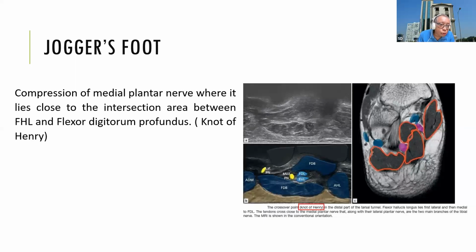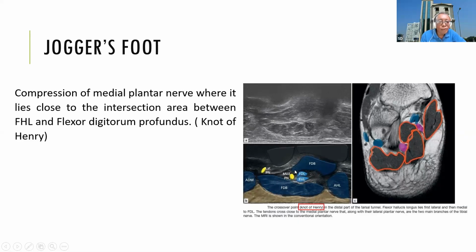I'm sure in the coming class we'll demonstrate how to examine this intersection in the foot between the flexor digitorum longus and flexor hallucis longus. Here in the picture, between the plane of flexor digitorum brevis, there are the tendons flexor digitorum longus and flexor hallucis longus. In this area, the flexor digitorum longus crosses over the flexor hallucis longus. This area is also known as the knot of Henry. So this is the area where the medial plantar nerve can get impinged.